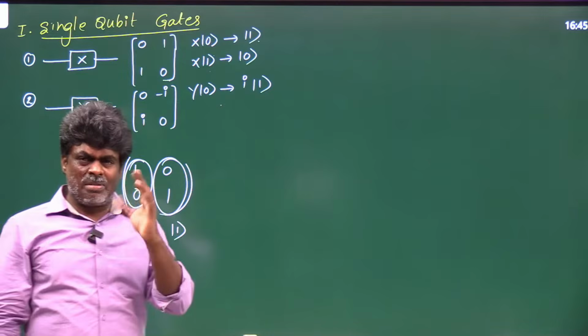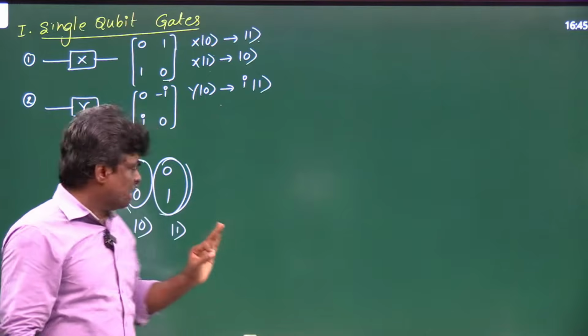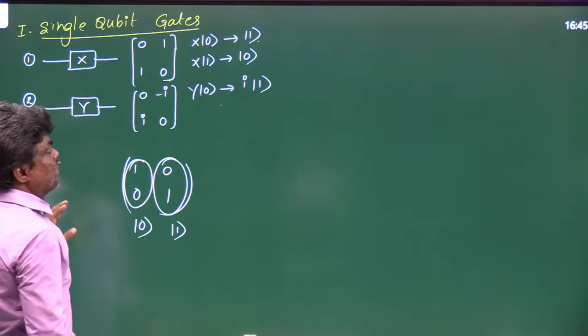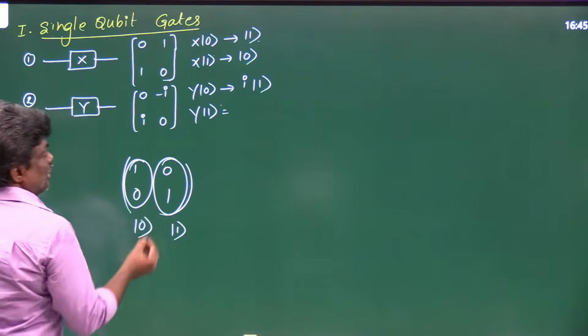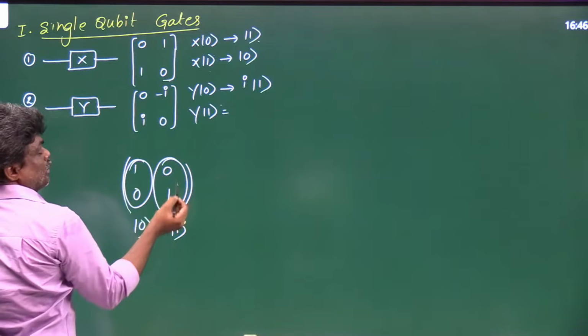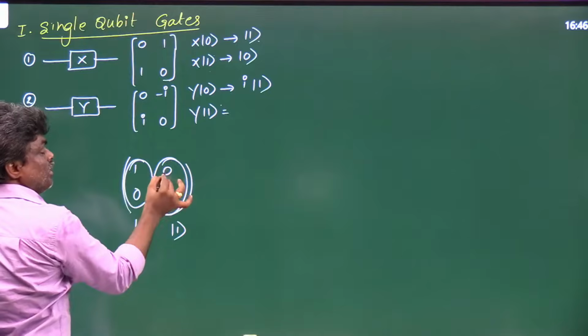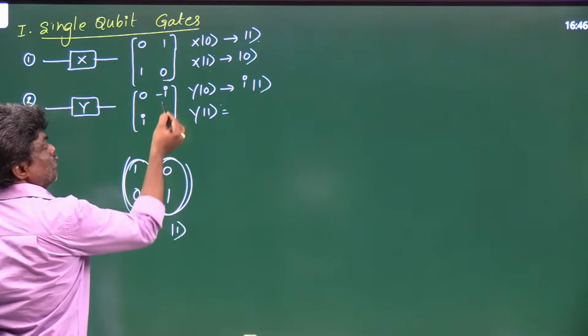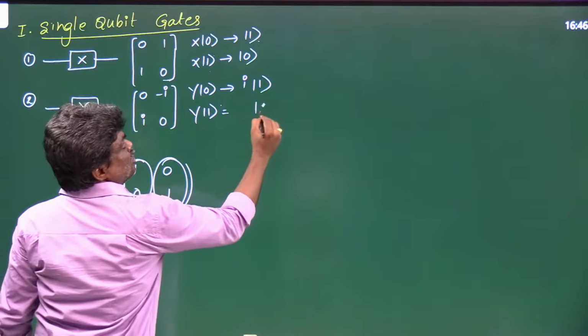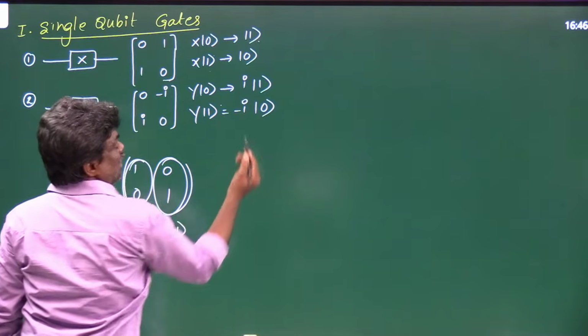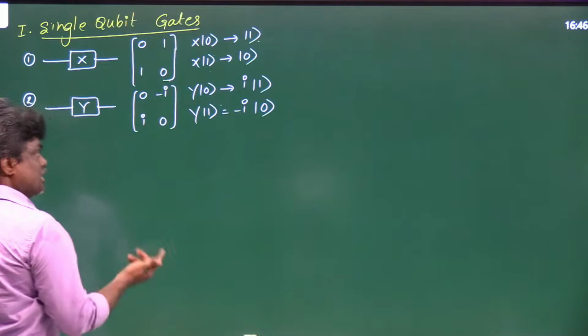No need to remember all these things. Very simple technique. Just compare with the identity matrix. Next one, Y operates on 1. Now see the second column. The second column is actually 0 1, but it becomes minus i 0. That means it becomes 0 with a minus i. I hope you understand. Still not understanding?